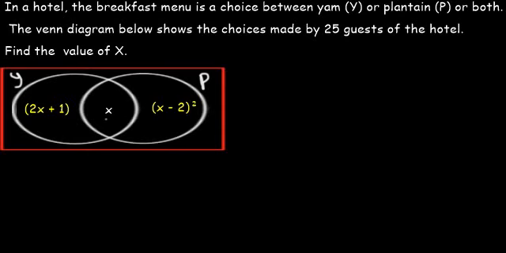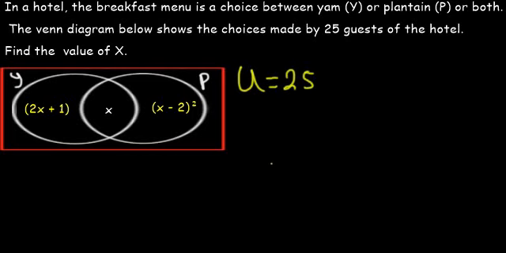We have yam and we have plantain. So x denotes those that choose both yam and plantain at the same time. Let's go ahead. What is the universal set? That should be equal to 25.